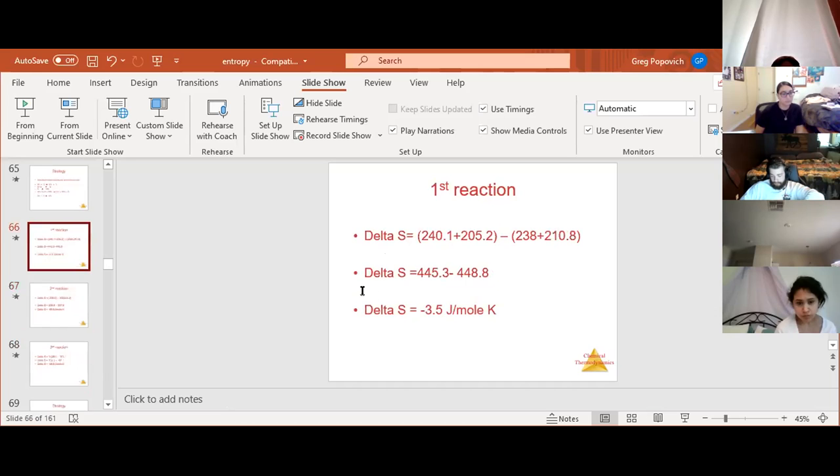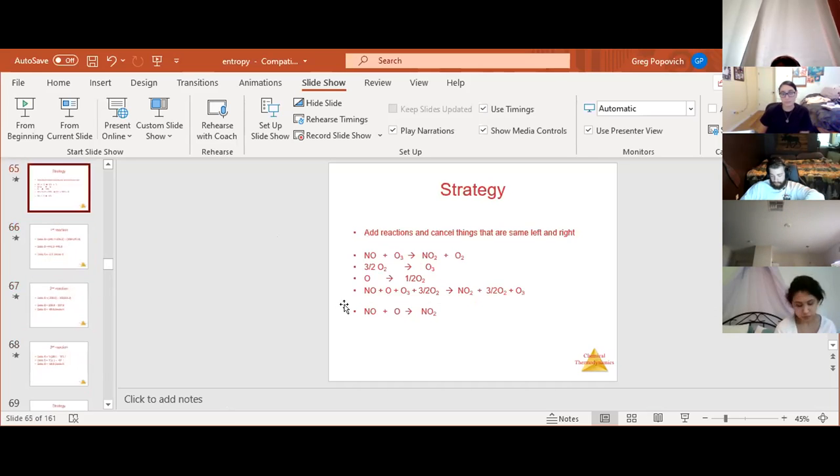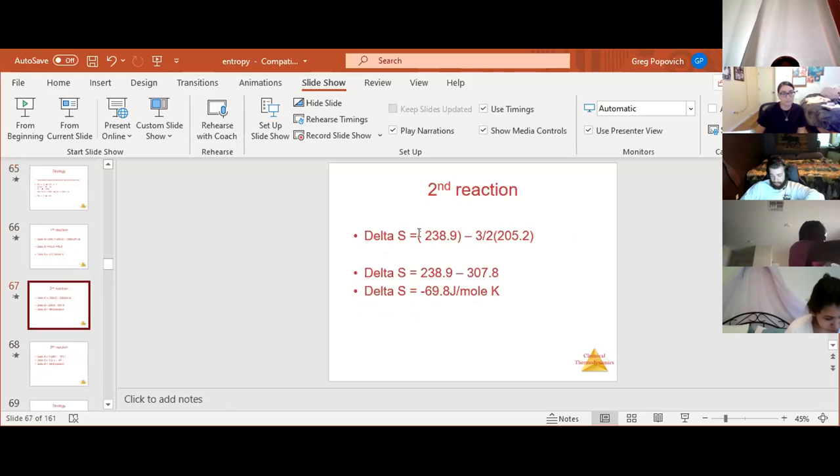Second reaction, I have 3/2 O2 yielding an O3. So for the second reaction, this is the S of O3. It gets multiplied by 1. I subtract out the O2, 3/2 multiplied by the S of O2. That ends up being a negative 69.8.